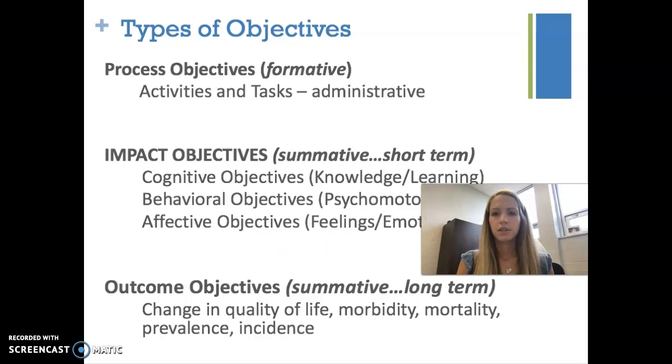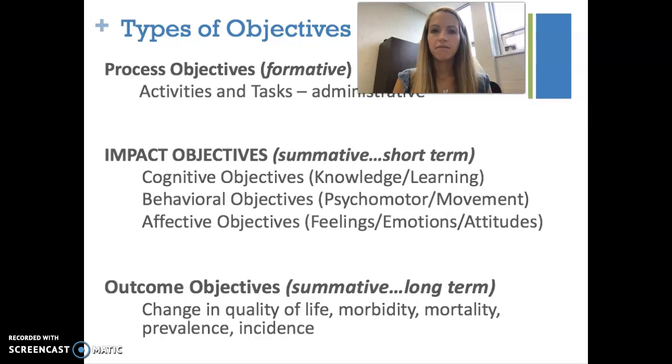All right. So we are going to stop here, and I'm going to pick this back up in our second video. But take some time to really hone in on those mission, goals, and objectives, okay? And then we're going to break down the different types of objectives. So start thinking about your program, start thinking about your mission, your goals, and your objectives. And we will break this down further in our next video.